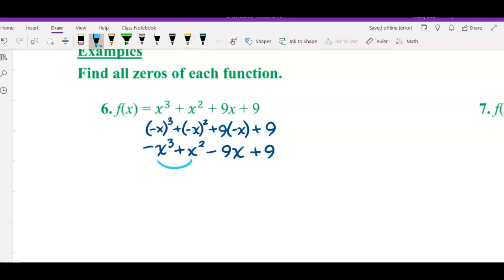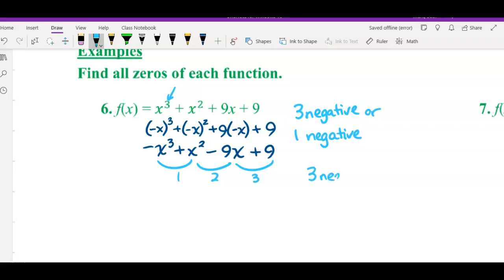So now I'm expecting 1, 2, 3 negative zeros, or 1 negative zero. Remember, I should have a total of 3, so I might have 3 negative, or I might have 1 negative with 2 imaginary. So that means I'm going to take my list of possible rational roots, and I really only need to check some of the negative ones because of Descartes' rule of signs.